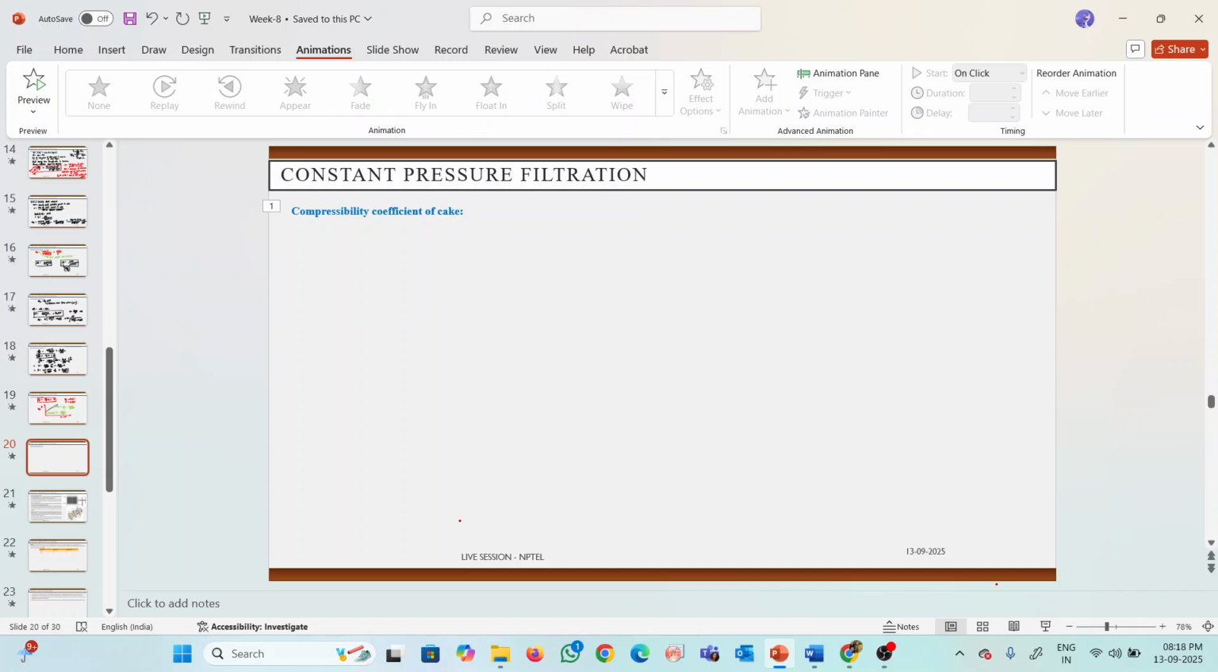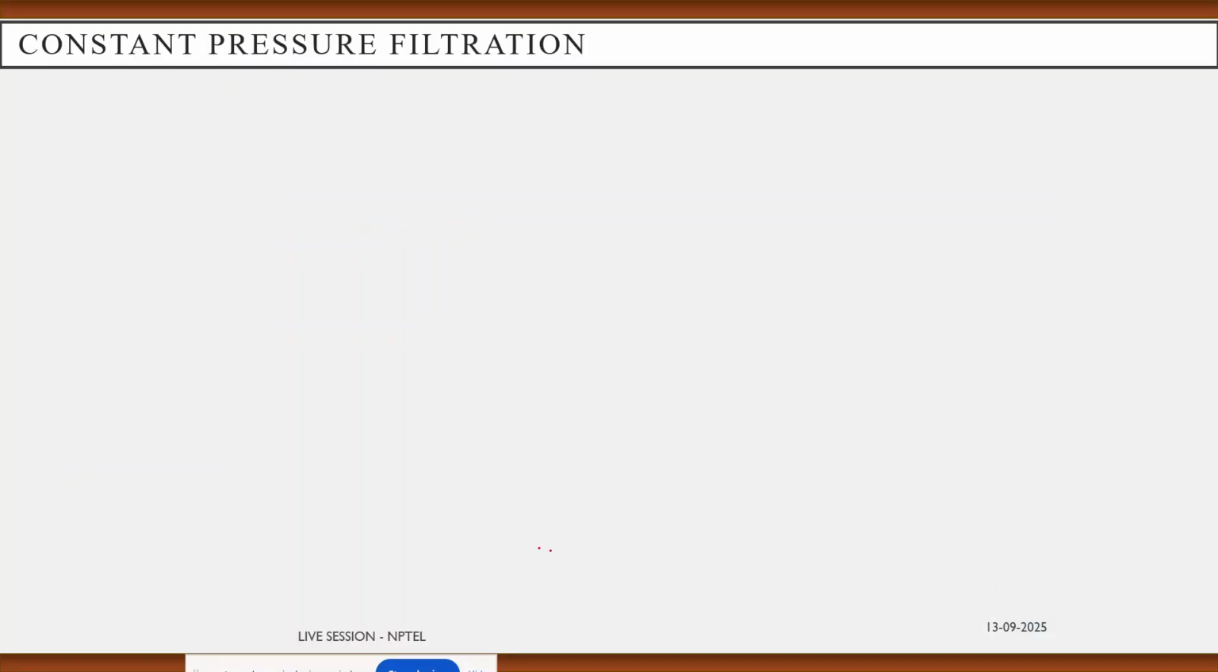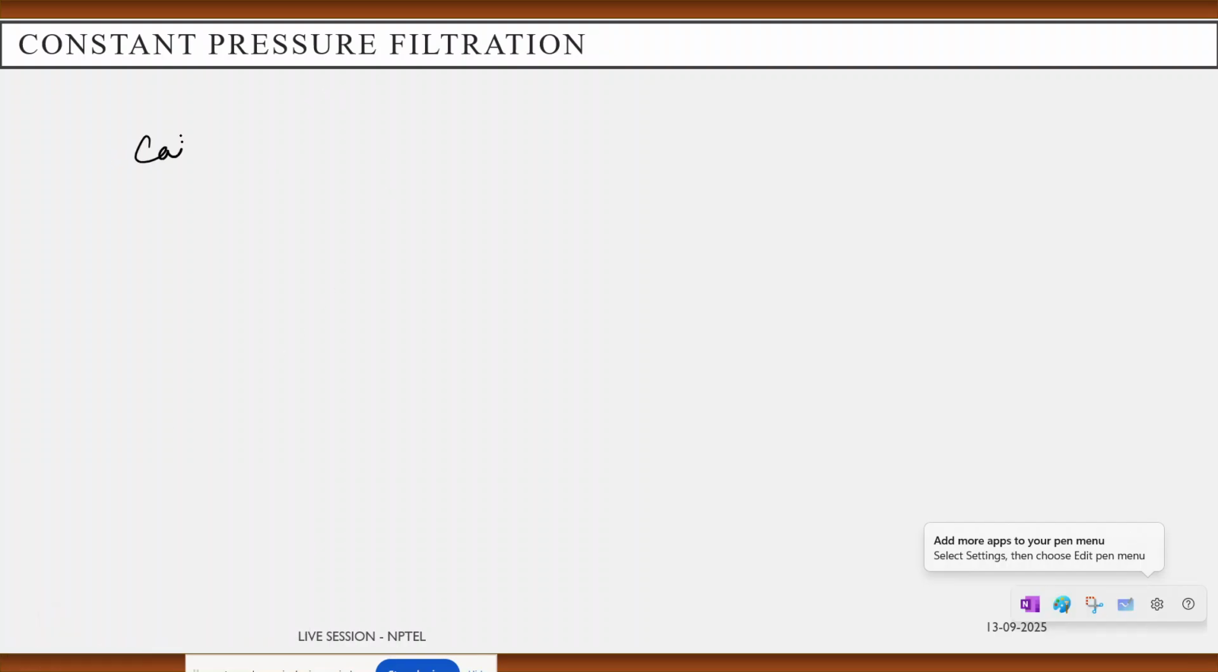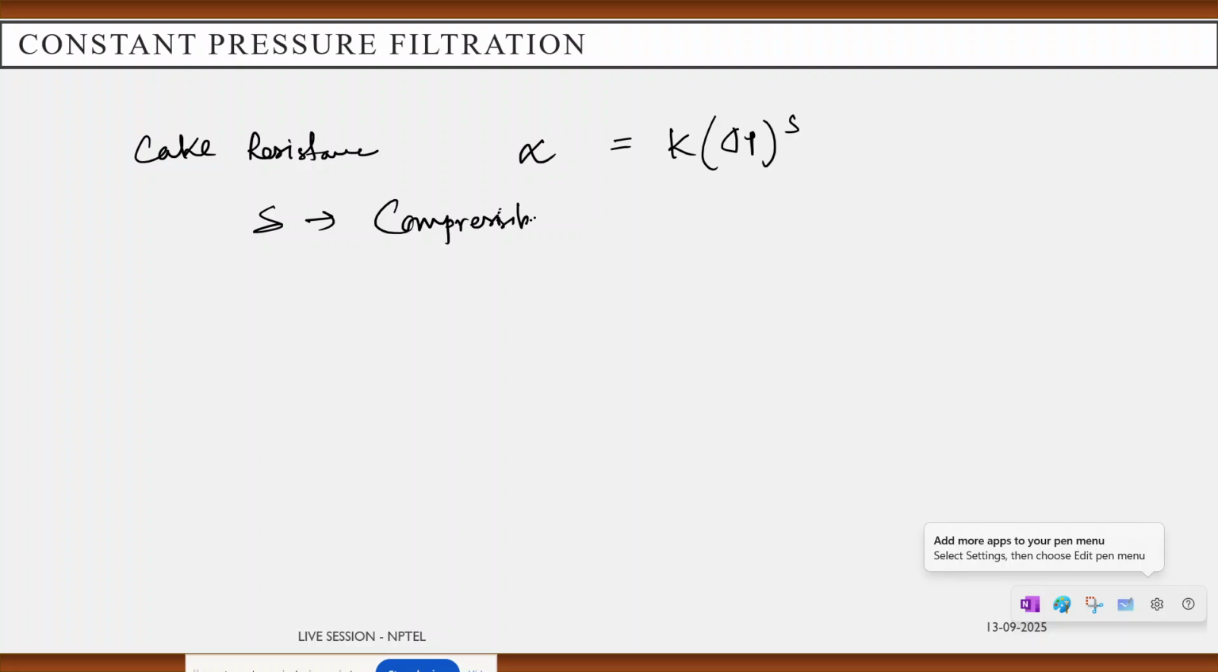And this alpha that we have discussed, this alpha that is the cake resistance, alpha is related to some pressure drop and some compressibility coefficient. S is the compressibility coefficient of the cake layer.